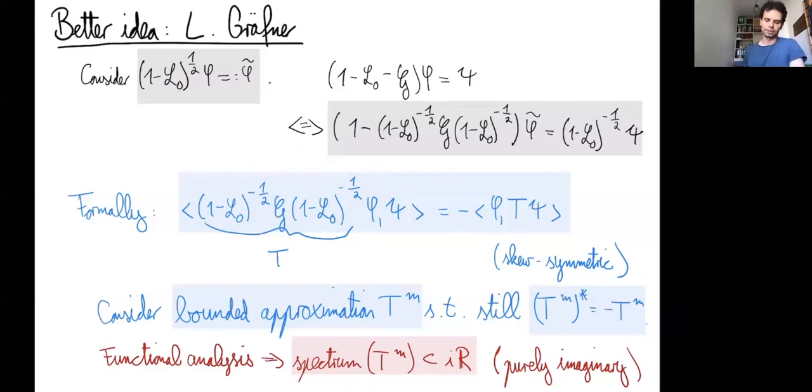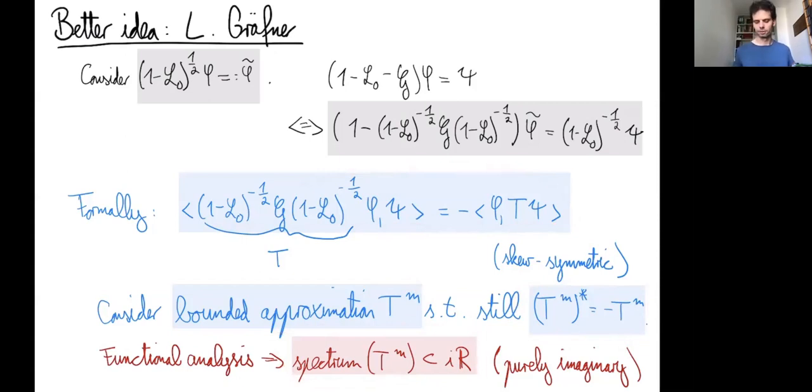And if we consider a bounded approximation, so this is the point. So now we consider a bounded approximation to this operator, which is still skew-symmetric. And in that way, we get that the adjoint of this satisfies this now really as the adjoint. To make this rigorous, this here was a bit formal, but if this is a bounded operator, then we can make sure that this really holds as the adjoint. And then since this guy is skew-symmetric, you can apply some results from functional analysis, which tell you that the spectrum of that guy is purely imaginary.